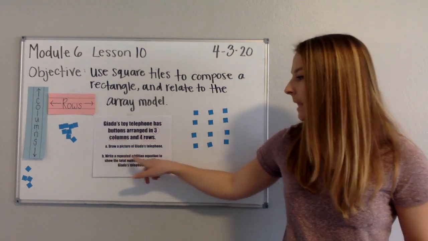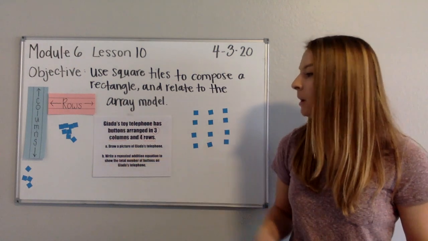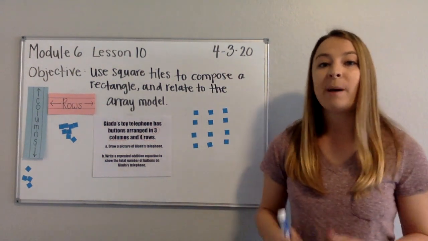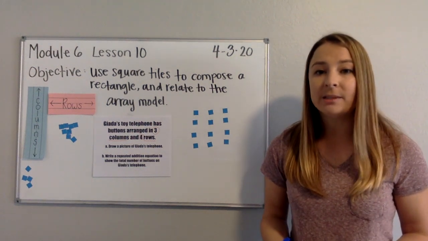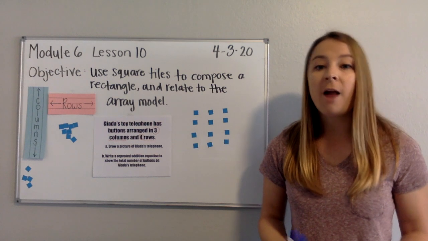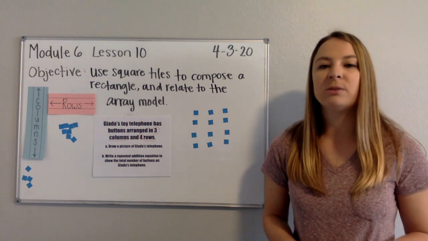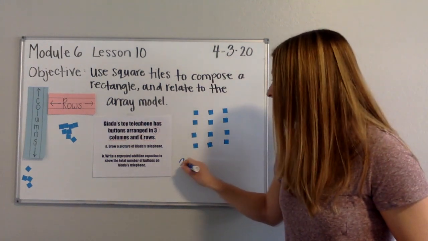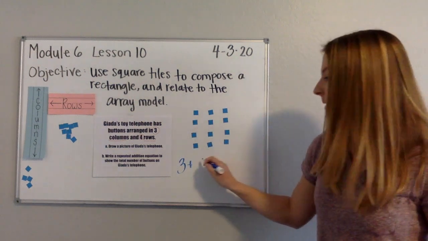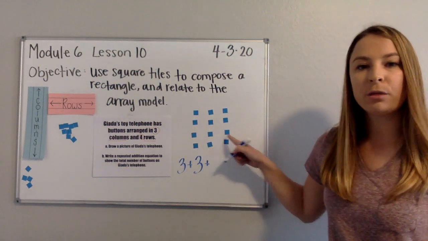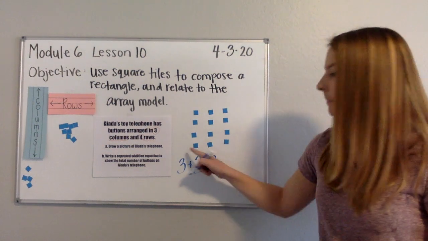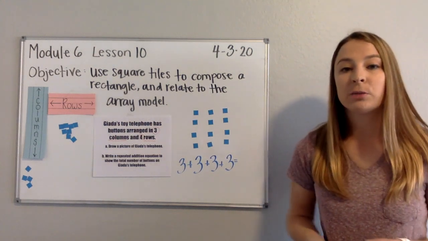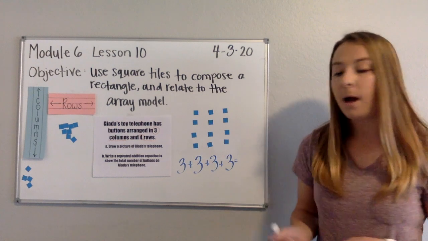Part B says, write a repeated addition equation to show the total number of buttons on Giada's telephone. I'm going to do my repeated addition sentence by looking at the rows, but you could also add this up by looking at the columns. So if you want to try columns while I try rows, you can, or you can try rows along with me. Looking at the first row, I see 3 buttons, plus the second row has 3 buttons, plus the third row has 3 buttons, plus the fourth row has 3 buttons.